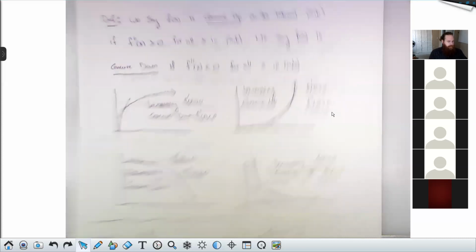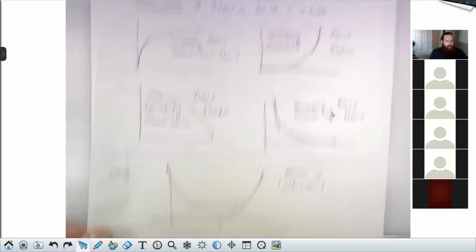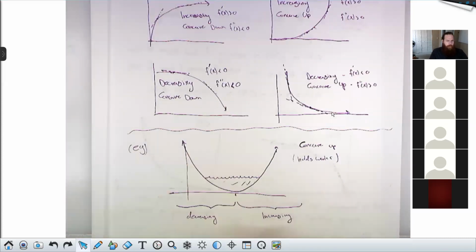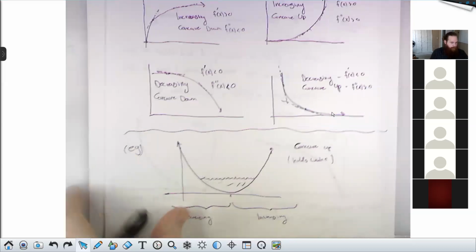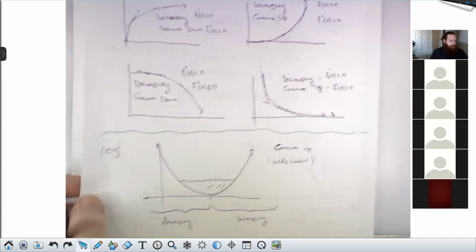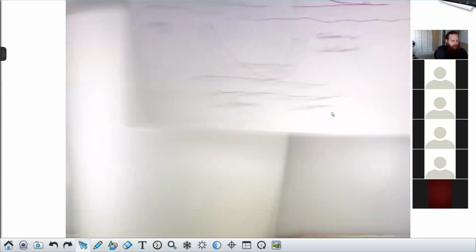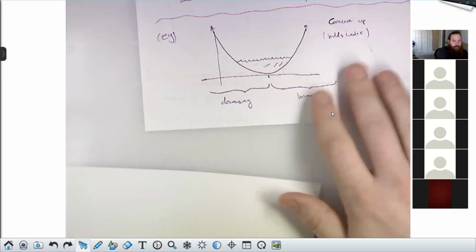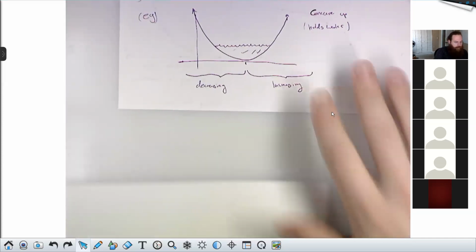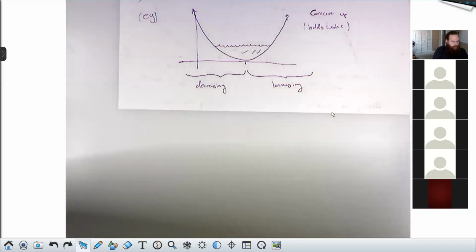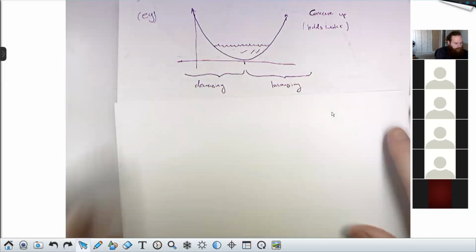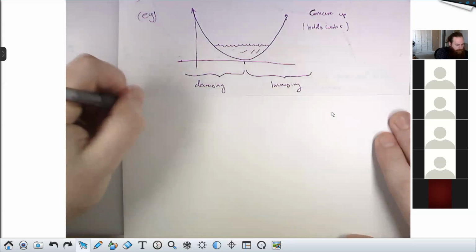So let's see if we can make this a little bit more concrete with an example. This is what I mean by holding water, right? And then let me write down, we need one more definition and then we can look at that problem from homework 9. So the last little definition we need here is the definition of an inflection point.